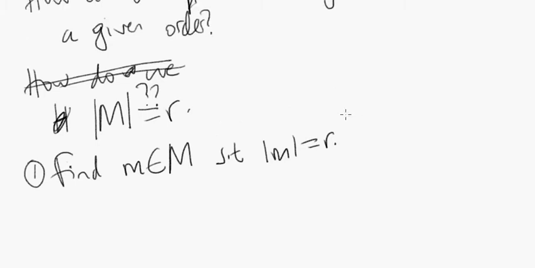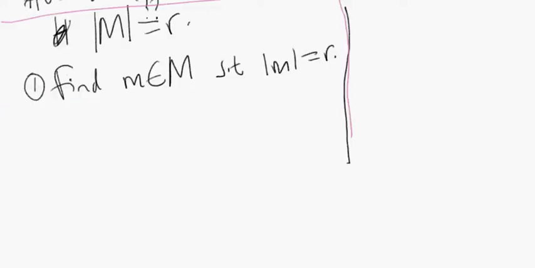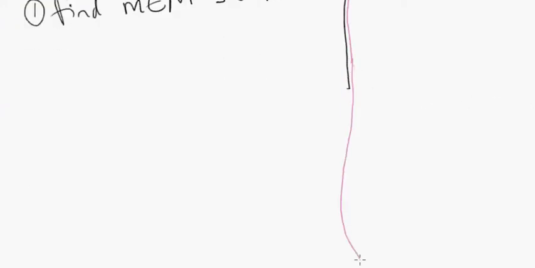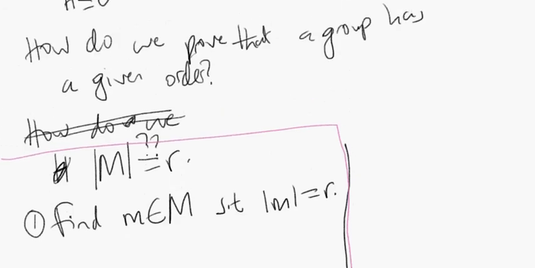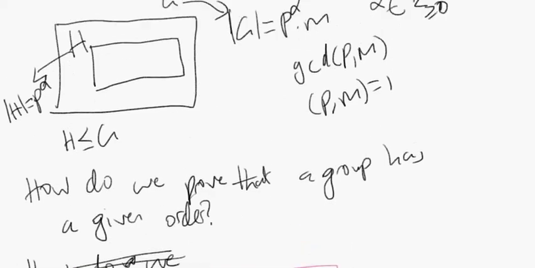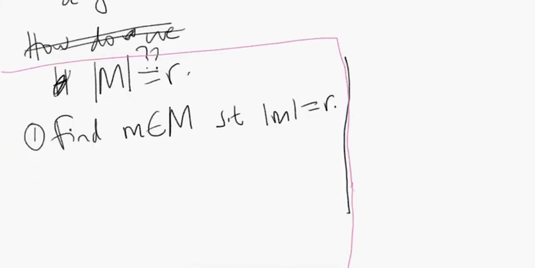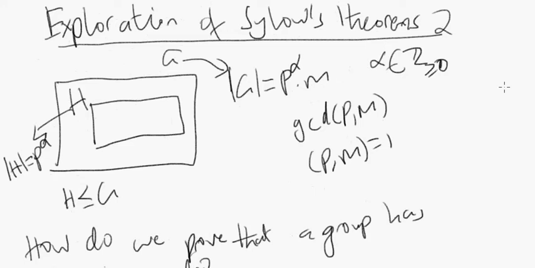These are potential strategies. We need to proceed systematically in this exploration. Maybe let's put them in purple. These are potential strategies for answering the question, how do we prove that a group has a given order? Because ultimately we want to prove that G has a subgroup H of order p to the alpha. So we may ask the general question, how do we prove that any group has a given order?